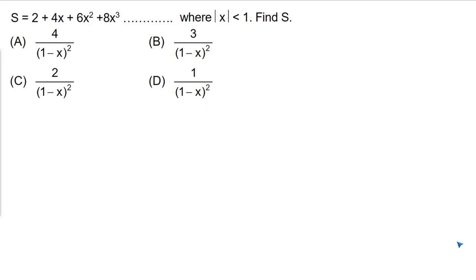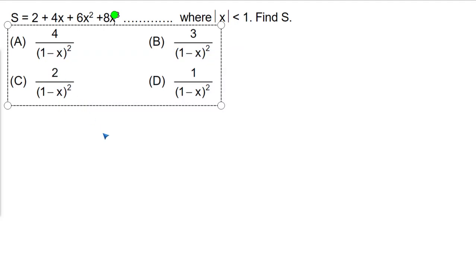Let's start with the next type of miscellaneous series. Okay, now we can categorize this type of series as AGP. AGP means arithmetic geometric progression, or you can call it a combination of arithmetic and geometric progression. Okay everyone, so as of now I will delete these options so that we can have some space to solve this.